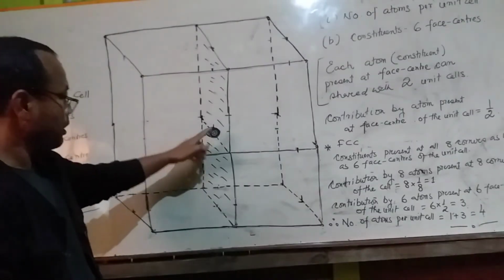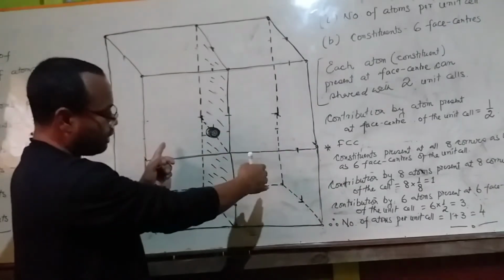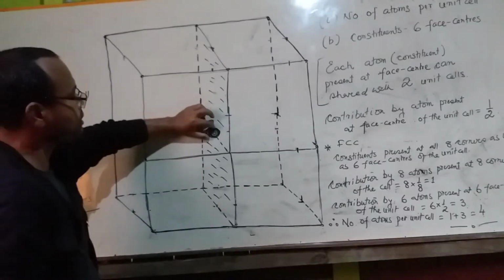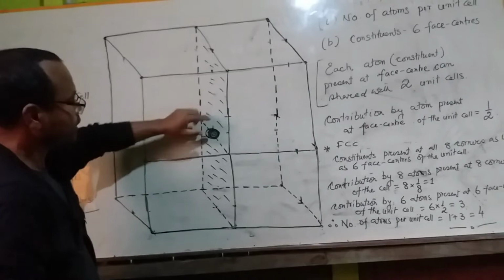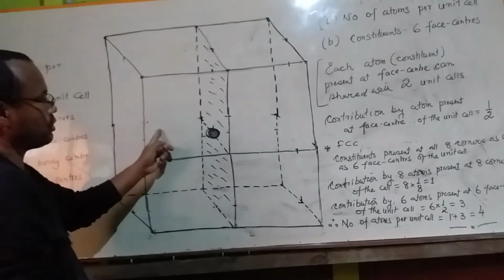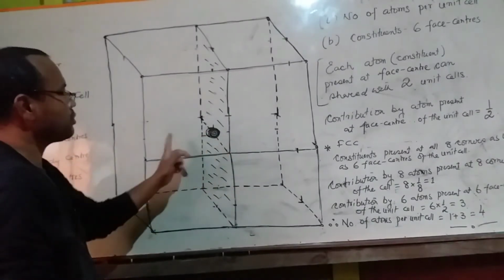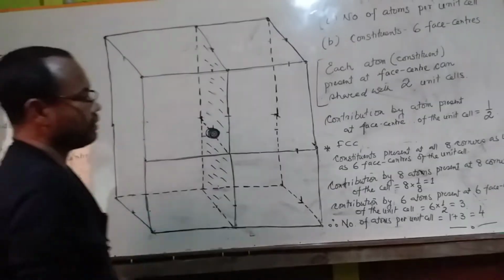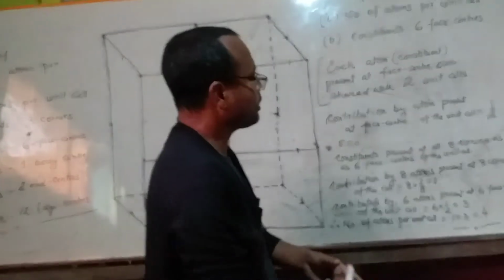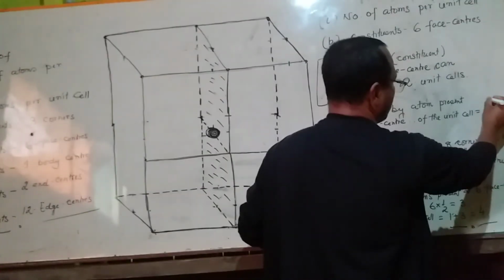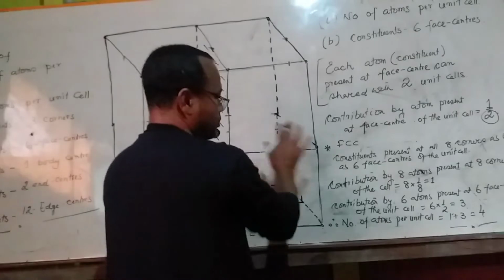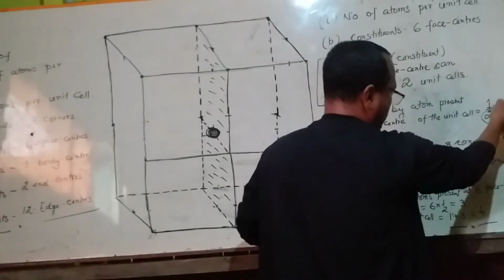So this one, when we place the unit cells one by one, the constituent present at the face center can be shared with 2 unit cells. One is this, another one is this. So there are 2 unit cells, and this constituent can be shared. Now here the contribution by the atom present at the face center of the unit cell, that's what I show here. One of the atoms present at the face center can be shared with 2 unit cells. That's what I just write in a simple way, 1 by 2.